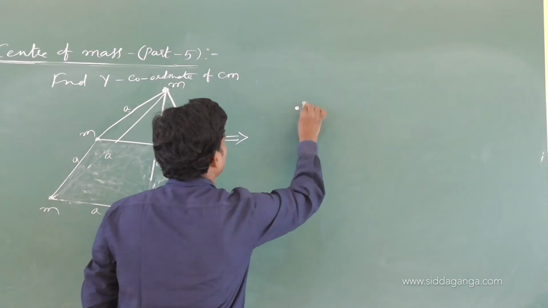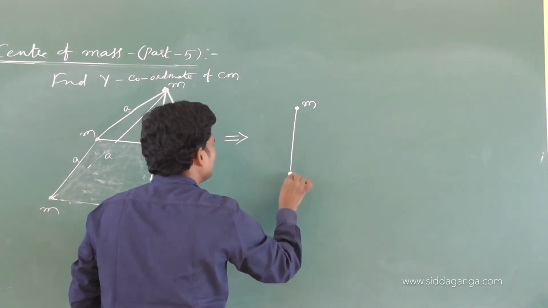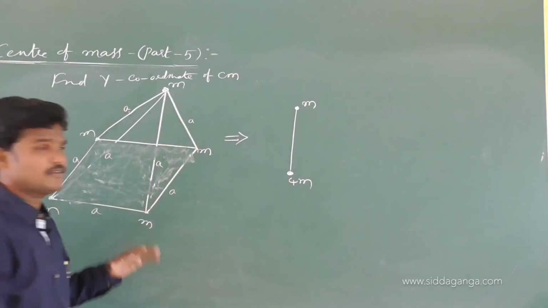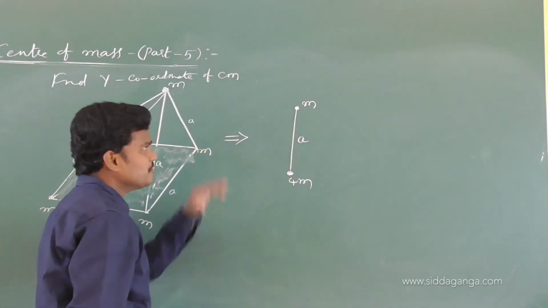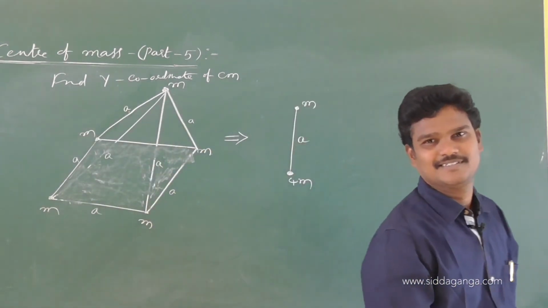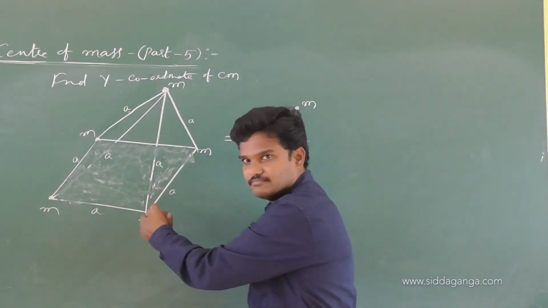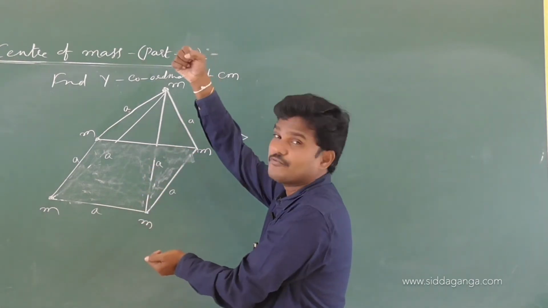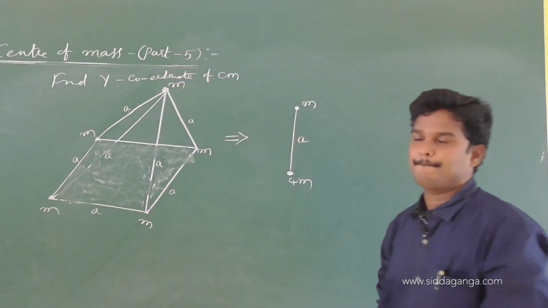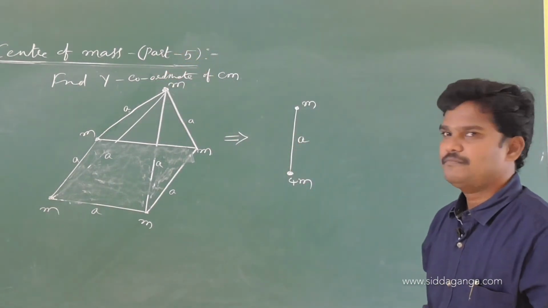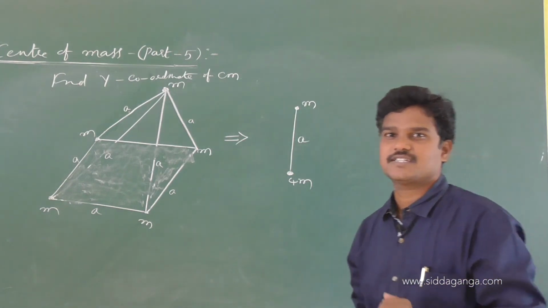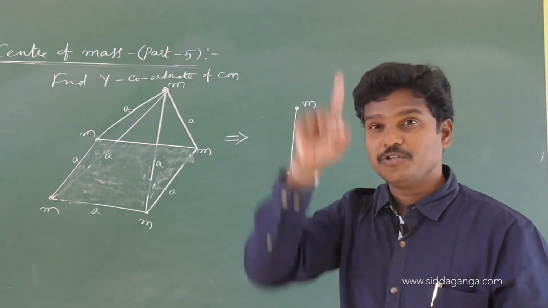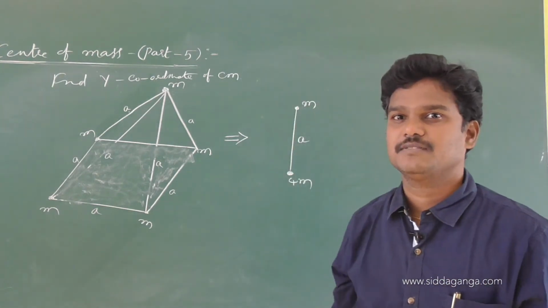Here one mass, and if I join all the 4 masses, I will get the total mass 4m, and the height is the same. How much is the height? A. Now you will get the y coordinate of center of mass. So join all these 4, combine as a single mass whose mass is 4m, and that 4m is at a distance of A from the top mass m. So m and 4m are separated by what distance? m and 4m are separated by a distance of A.